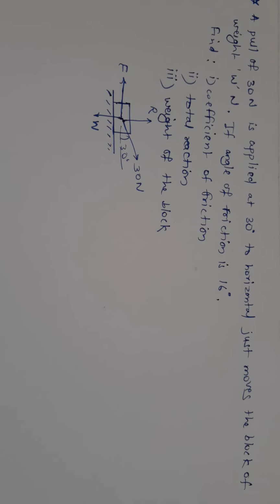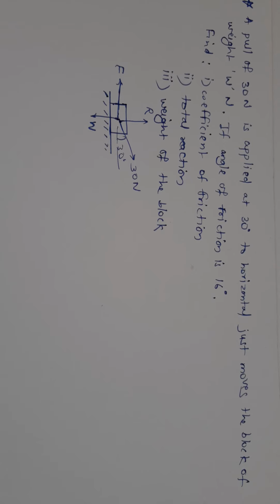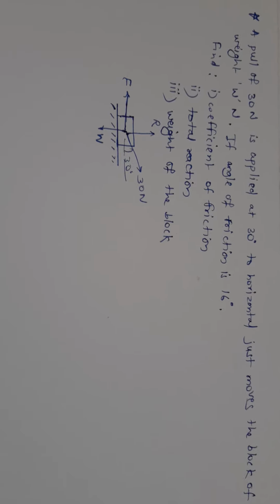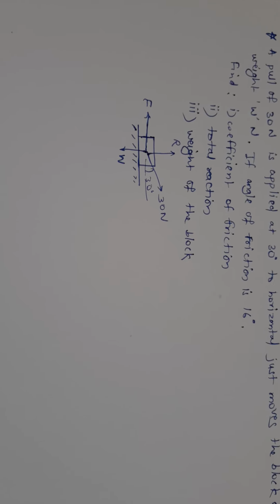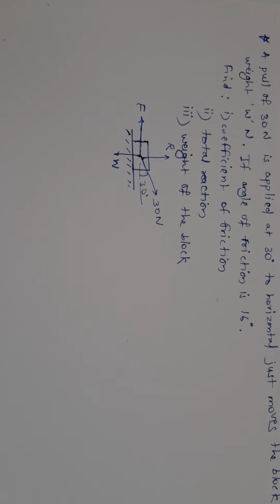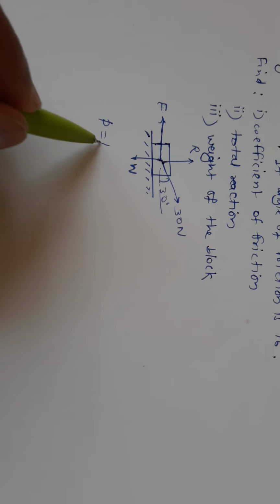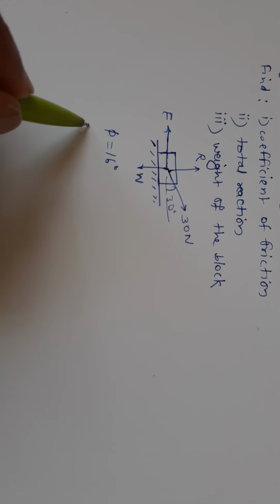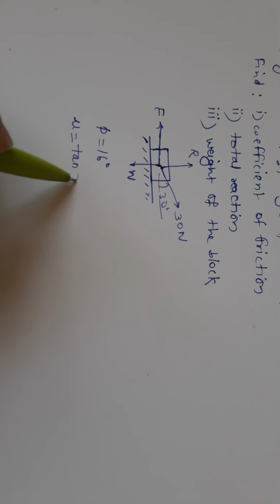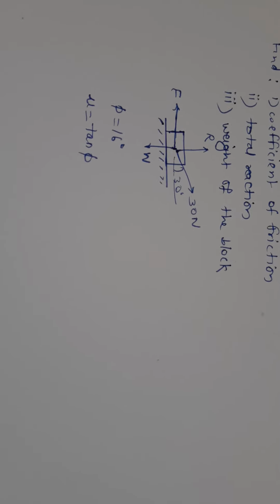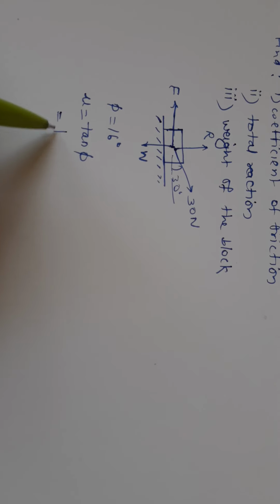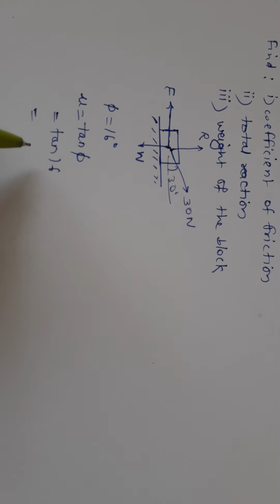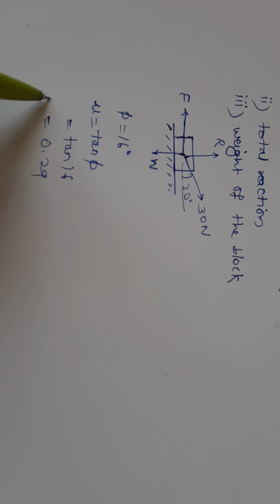In the problem statement, it is mentioned that a pull of 30 Newton is applied at 30 degree to horizontal. It just moves block of weight W Newton, and angle of friction is given. Angle of friction phi we can write as 16 degree. Then we can find mu from phi. The relation between mu and phi is mu equal to tan of phi. So phi is 16 degree, so mu is equal to tan of 16. So if we calculate this, we will get mu as 0.29.